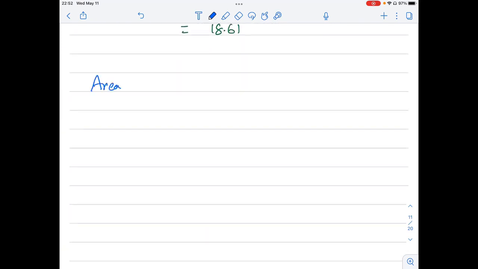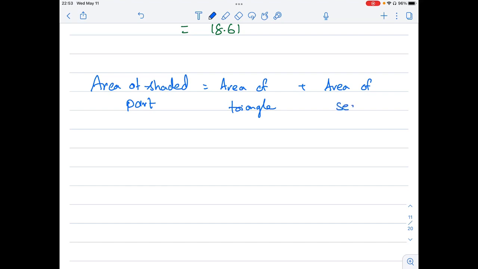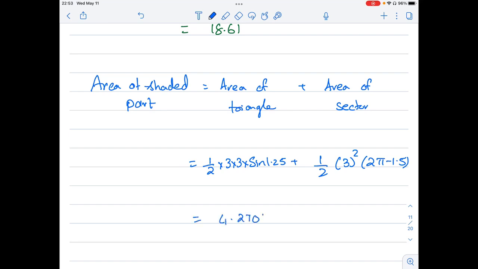So the area should be the area of the shaded part, or the pond. We can tell the area of the shaded part should be equal to the area of the triangle plus the area of the sector. Area of the triangle is half times 3 times 3 times sine 1.25, plus area of the sector is half r square theta. Theta is 2 pi minus 1.25. When I simplify this one, you get 4.2704 and this one should be 22.6493.